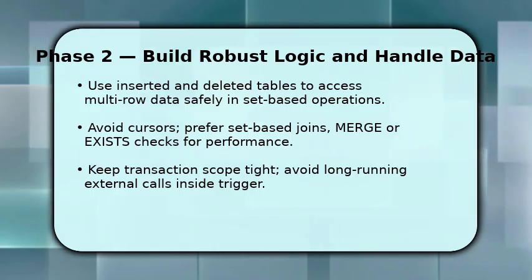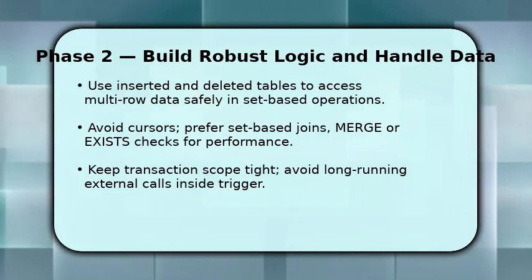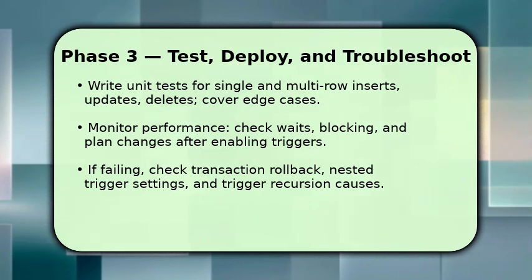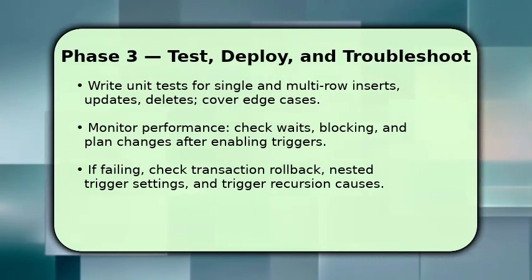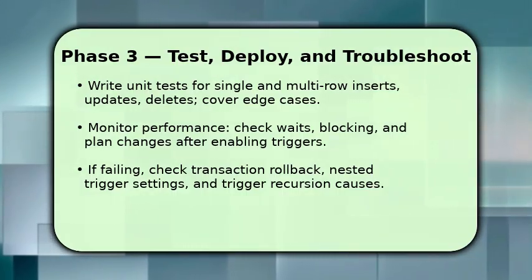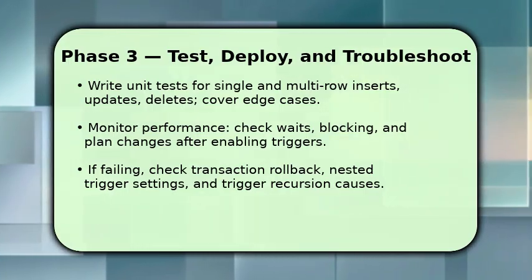Make sure to manage errors and use TRY...CATCH so you don't corrupt the calling transaction. Finish by thoroughly testing all paths: single-row and multi-row DML, constraint interactions, and rollbacks. Deploy to staging with realistic load and monitor for locking or blocking. Use query stats to spot plan regressions caused by trigger work.